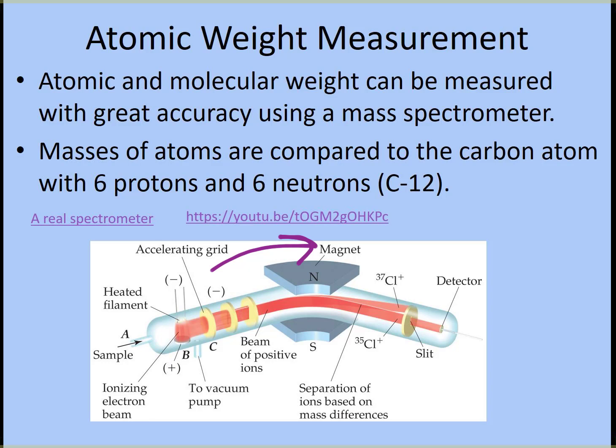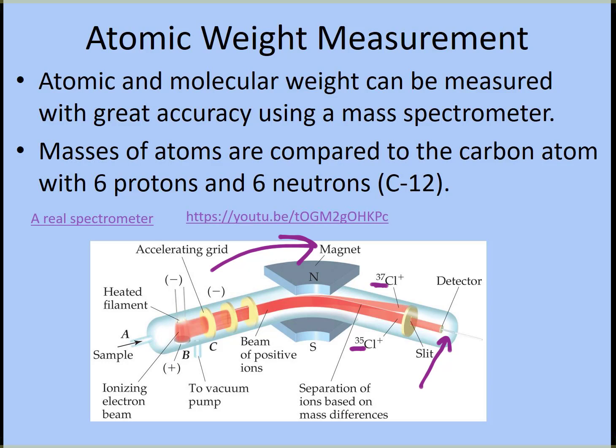So your lighter ions, so this is a 35, they are going to whip around the corner more. Your heavier ones aren't going to be deflected as much. And because of that, this little detector right here can determine in a sample how much was the 35 mass and how much was the 37 mass.